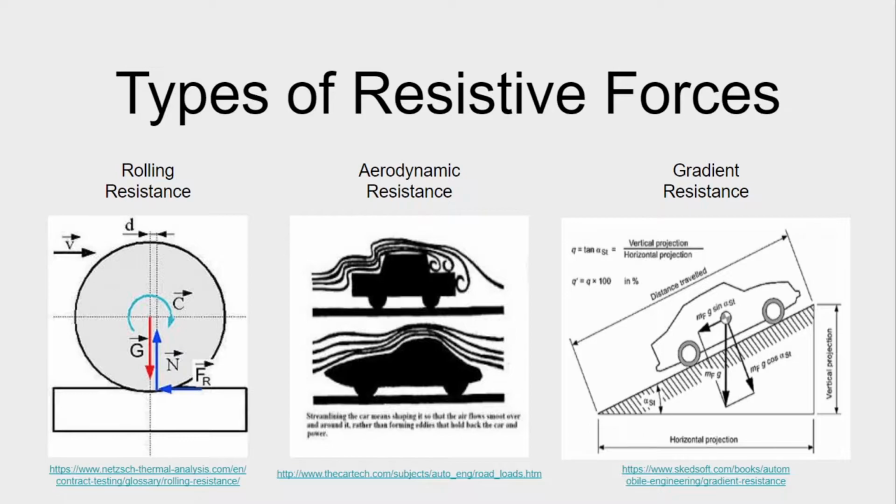Rolling resistance is an effect due to the frictional properties of the rubber and the road. The second is the aerodynamic resistance, which we are all familiar with. And the last one is the gradient resistance. So imagine that your car is traveling up a slope, so you feel some type of resistance acting on your car. That's exactly the gradient resistance.